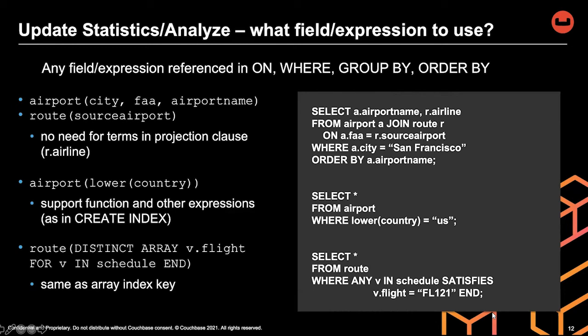And then the last example here, we have an ANY clause. So where ANY v in schedule satisfies v.flight = "FL121". To create an index to satisfy this clause, we'll need an array index key. The array index key will be in the form of DISTINCT ARRAY v.flight FOR v IN schedule END. So that's how you create the index key in a CREATE INDEX statement. And you'll need exactly the same expression or index key in the UPDATE STATISTICS statement to satisfy the same ANY clause in this query.